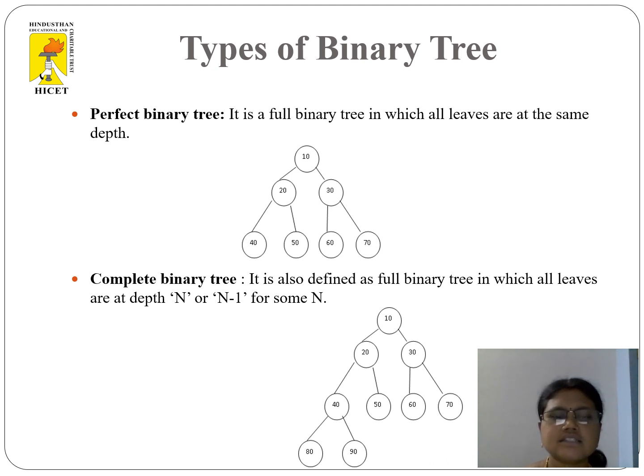Getting into the next type of tree, which is the complete binary tree. It can be termed as a full binary tree in which all leaves are at depth n or n minus 1, not more than n minus 1. We'll be able to see the difference between a perfect binary tree and a complete binary tree with the example over here. In a complete binary tree we have leaf nodes at n as well as n minus 1, but in a perfect binary tree we have leaf nodes only at level n.